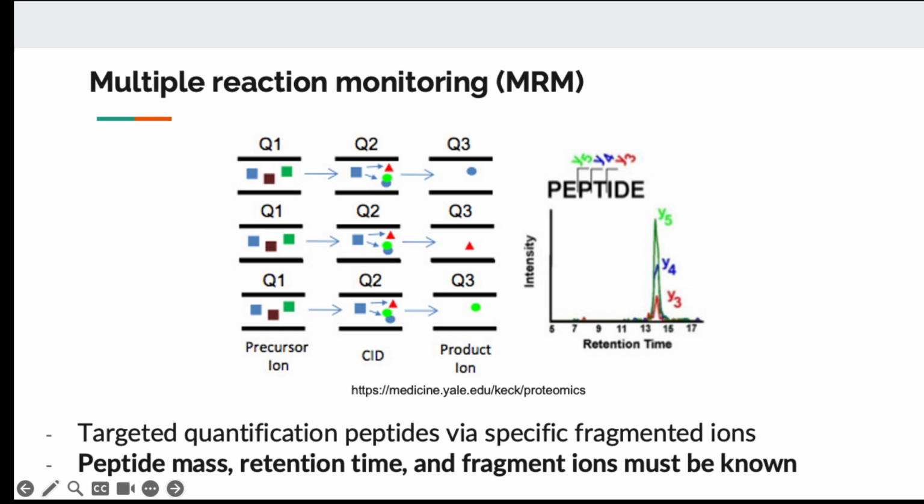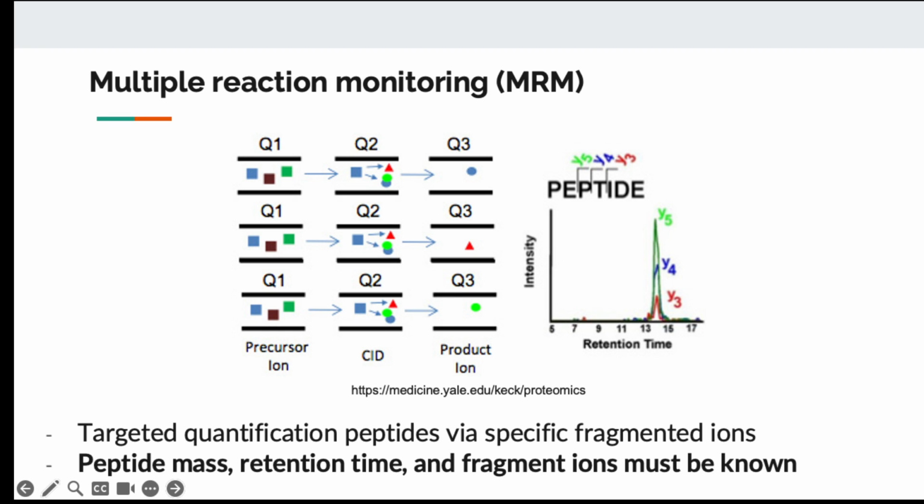So you make multiple measurements, one for each fragment ion, and together they give you a more accurate overall estimate of the peptide itself. People call this multiple reaction monitoring. As the name implies, instead of measuring the peptide only once, you monitor the fragment ions that are generated from this peptide. So there are multiple reactions.